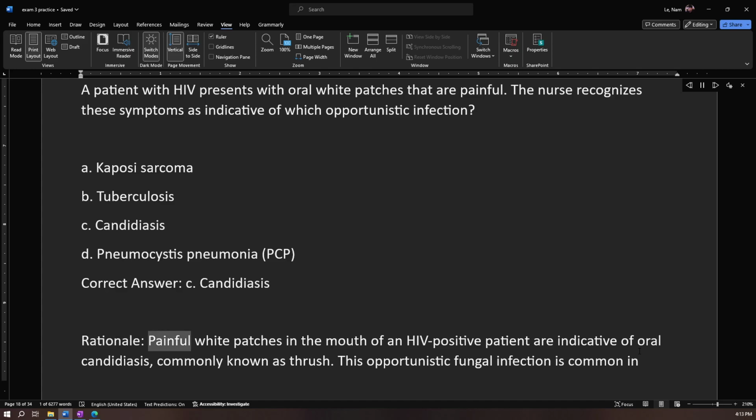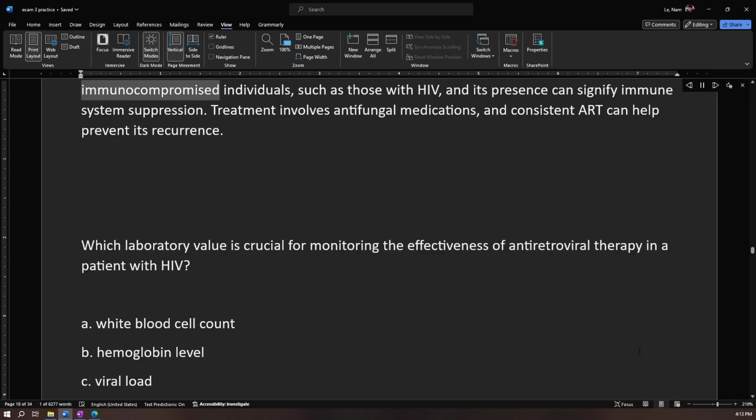Rationale. Painful white patches in the mouth of an HIV-positive patient are indicative of oral candidiasis, commonly known as thrush. This opportunistic fungal infection is common in immunocompromised individuals, such as those with HIV, and its presence can signify immune system suppression. Treatment involves antifungal medications, and consistent ART can help prevent its recurrence.